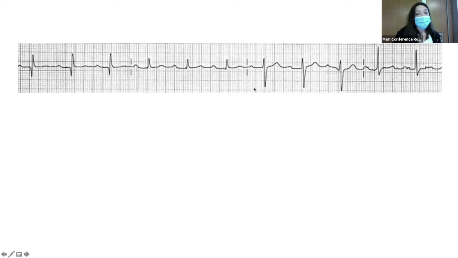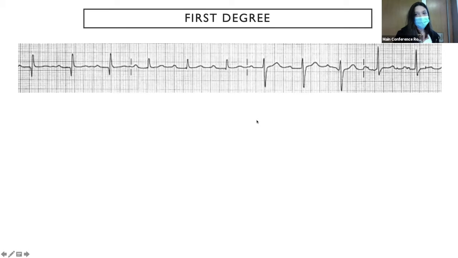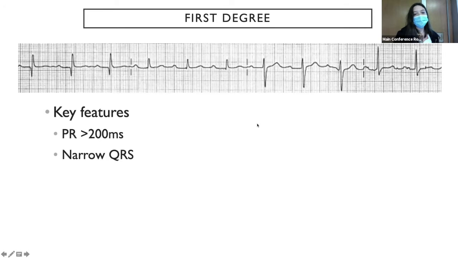Looking at the intervals, so the PR interval actually looks a little bit prolonged. It's longer than one large box on the EKG. We have a narrow QRS complex, and the QTC interval looks okay. So this is an example of a first degree AV block.